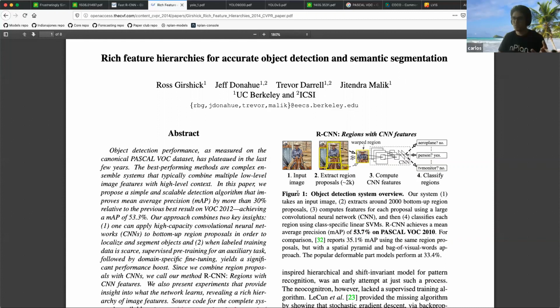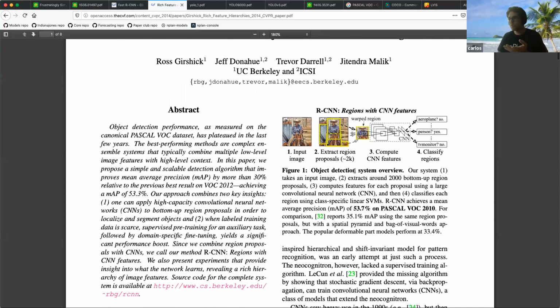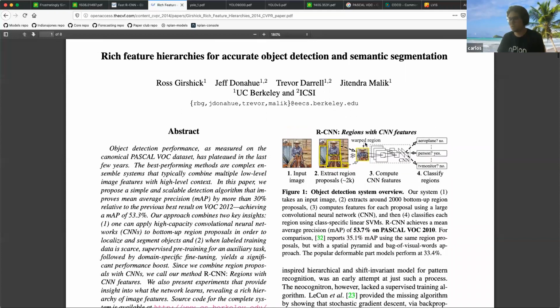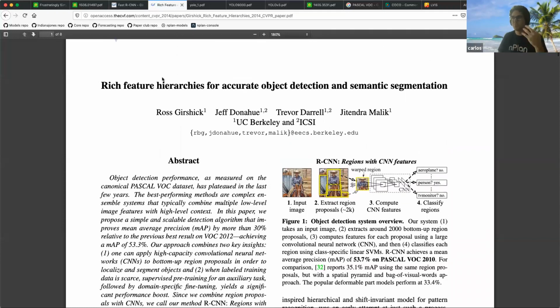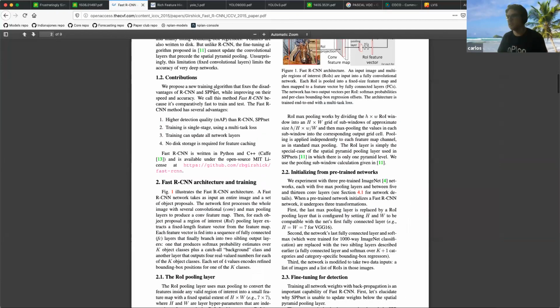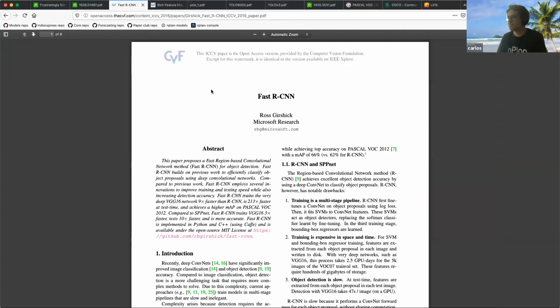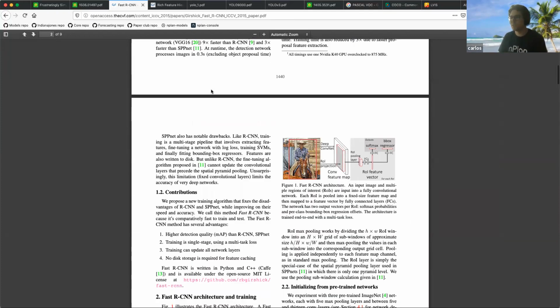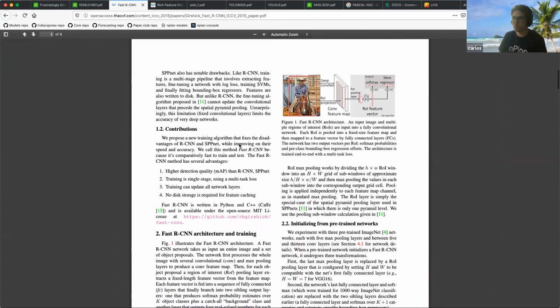So of course, this was a system that was very slow to train, but it already started having very good accuracy. So the improvement to this was Fast RCNN. They were not very creative with the name, because what this paper proposed was basically a faster alternative to RCNN.